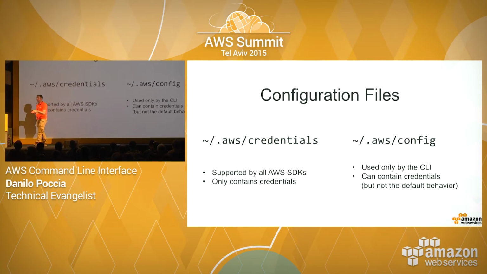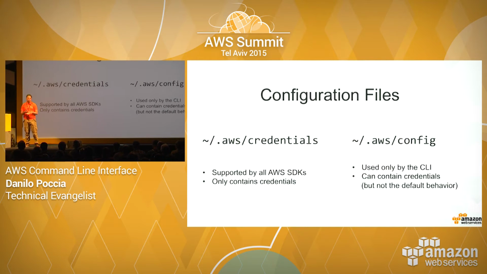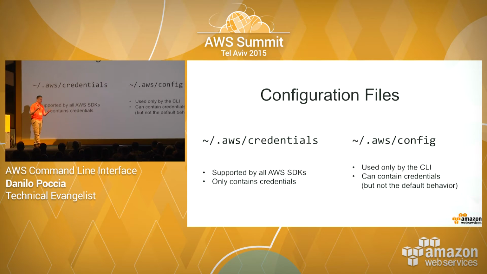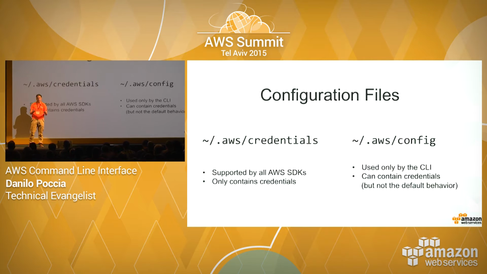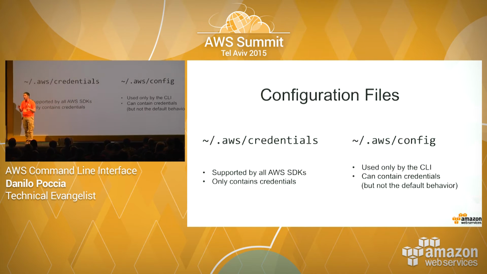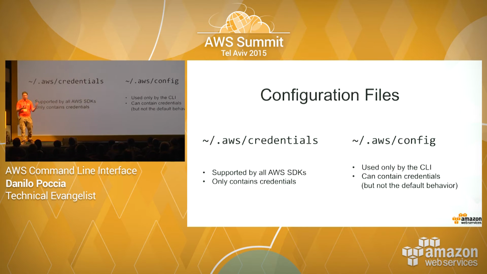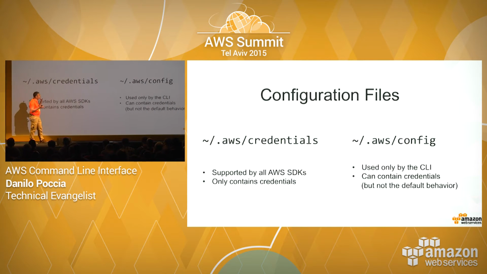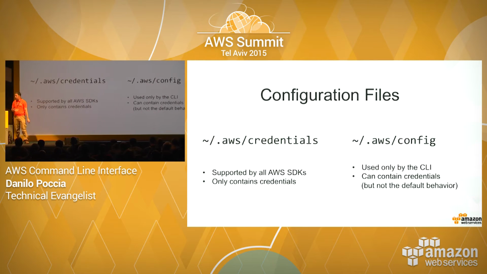Why do you think we created two different files for all these options? Because there are two different levels of security in these files. One file contains the credentials, so it's a much more sensitive file. The other one contains all the other configurations, like the region. So let's see it, for example.